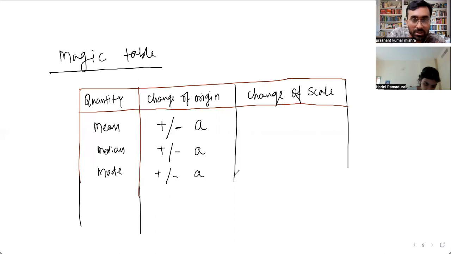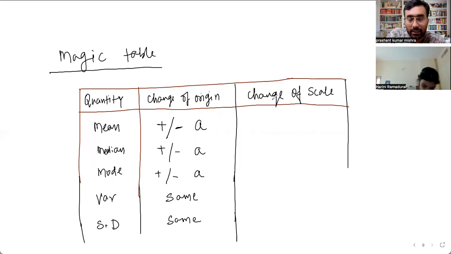If origin changes, the variance will be same, and the standard deviation will be same. No change in this case. Now the thing is, if the mean is changing, won't the variance also change? No. Because the variance will be a square term.